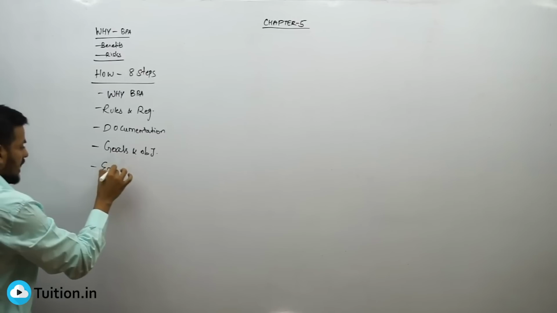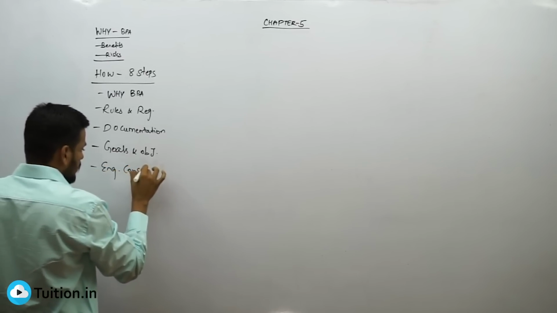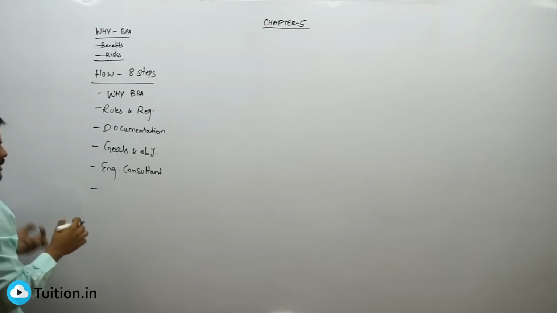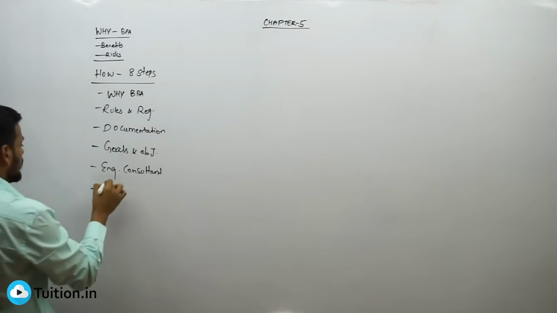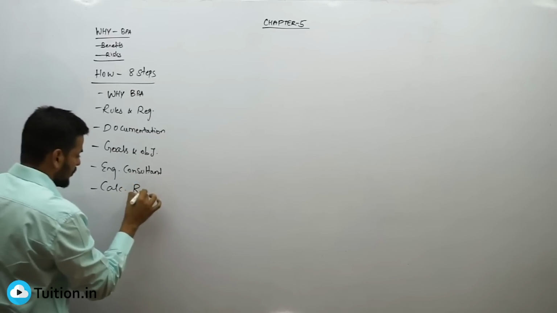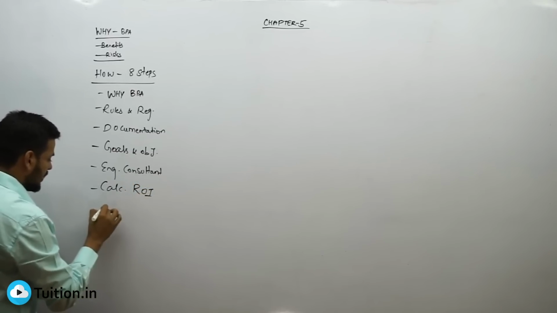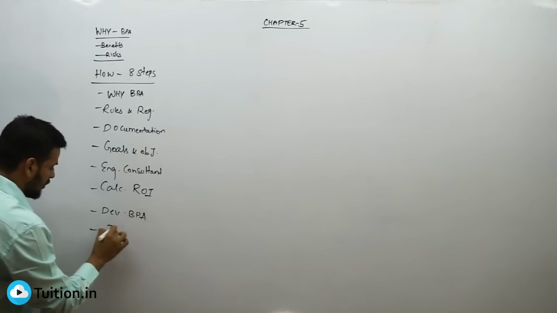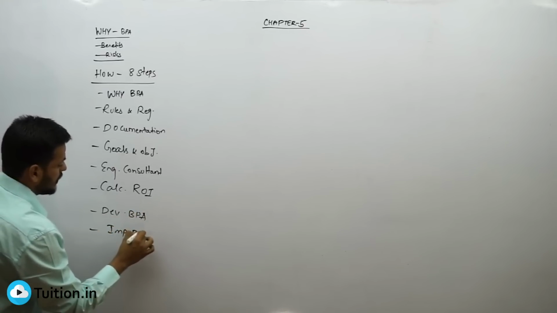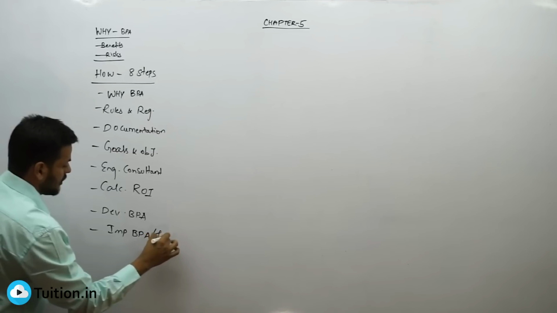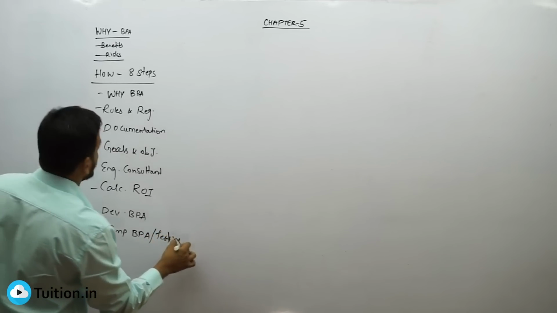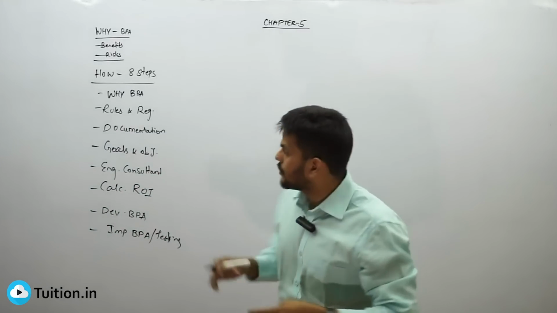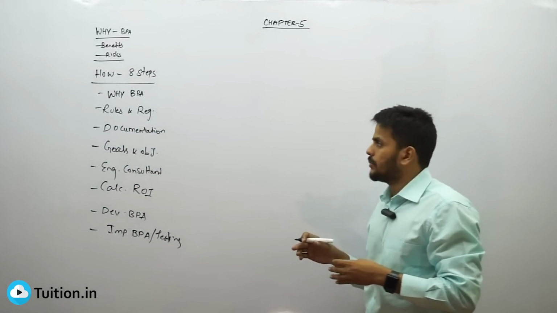Point number 5 is engaging a consultant. Point number 6 is talking about calculation of ROI. Point number 7 is developing BPA. And point number 8 is all about implementing the BPA, and implementing and testing BPA, right? So that's what it is in 8 steps, and there's a case study given at that point. I want you to go through that case study also, so that's also something that's important at this point, right?